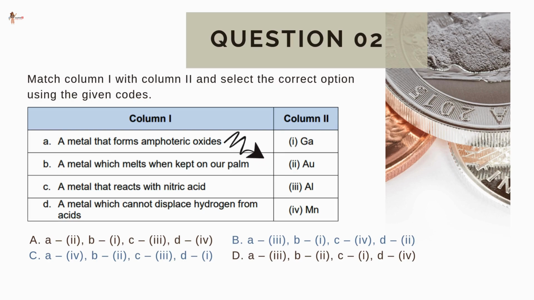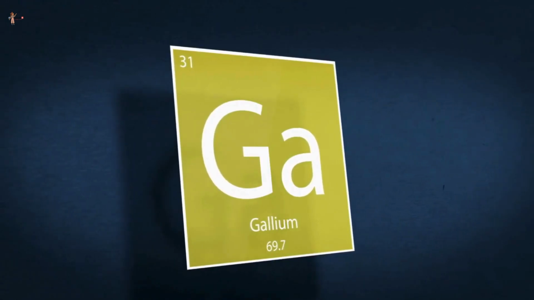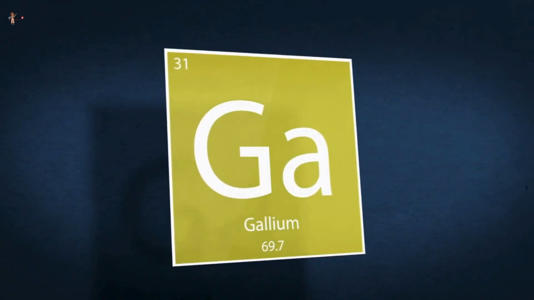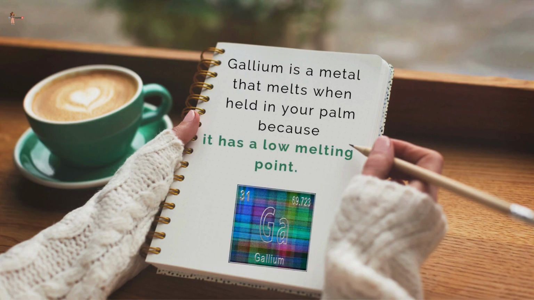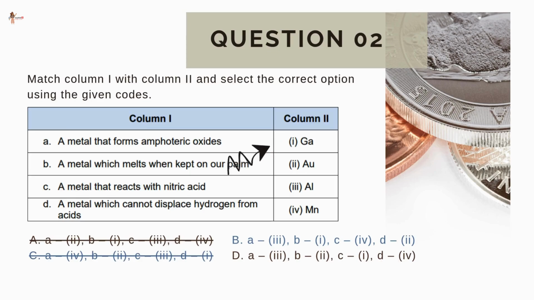So that means aluminium can be the right option for option A. Thus, we can eliminate options A and C. Next is very easy, a metal which melts when kept on our palm. Gallium is a metal that melts when held in your palm, because it has a low melting point of 29.8 degrees Celsius, which is lower than the temperature of the human body, which is around 37 degrees Celsius. Thus B matches with 1, and thus option B is correct.